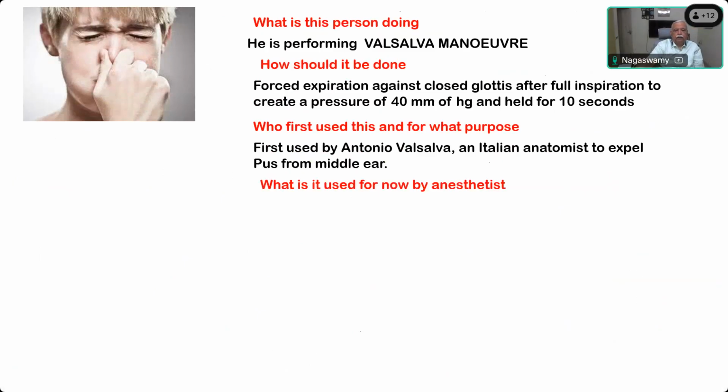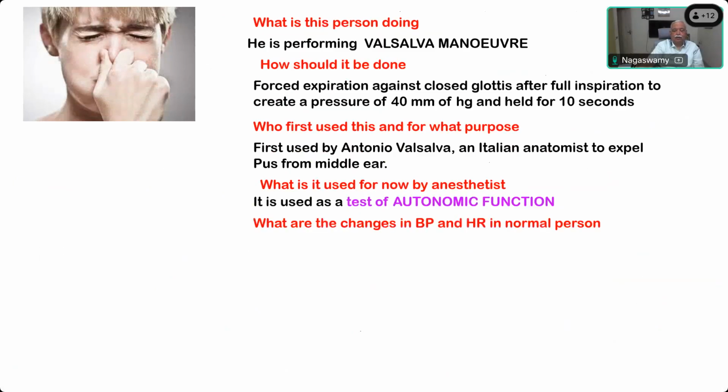What is it used for now by the anesthetist? To check for air bubbles, to check for any bleeding or hemostasis, in neck cases, vessels, CSF leak, whether it's repaired. It is also used to test autonomic function. Autonomic neuropathy is one of the important things.